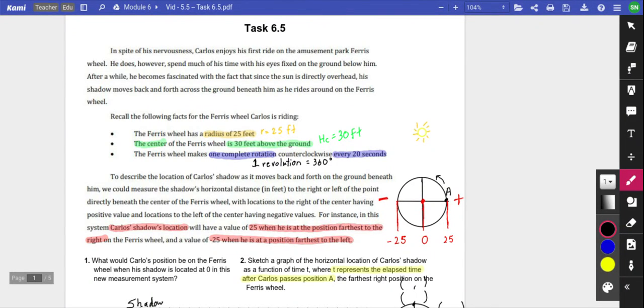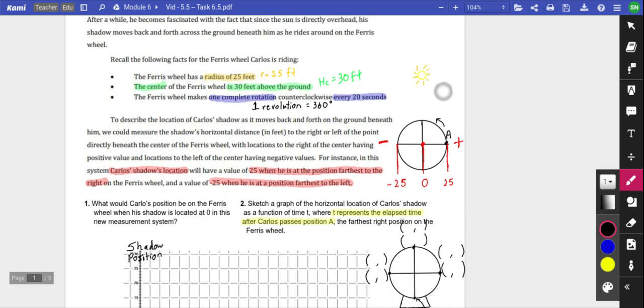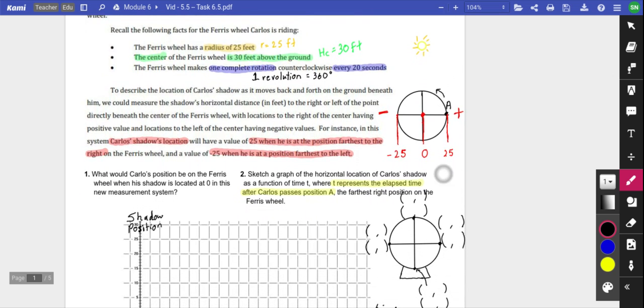Hello, in this video you will learn how to solve the problems in task 6.5. In this task we continue the story from previous sections where Carlos is enjoying his first ride on the Ferris wheel, and because he's nervous about heights, he starts looking at the ground throughout the ride. He notices that the sun is above them and that the Ferris wheel casts a shadow on the ground. This will be part of our story.